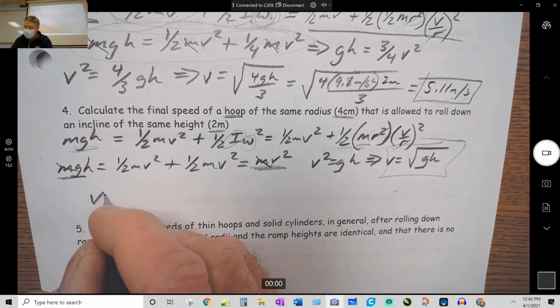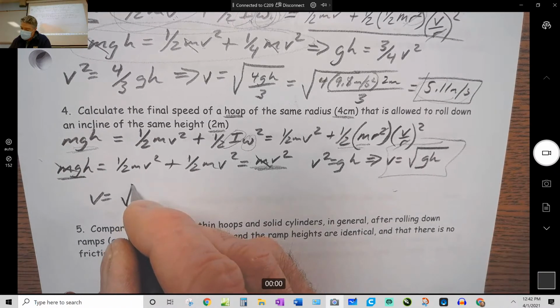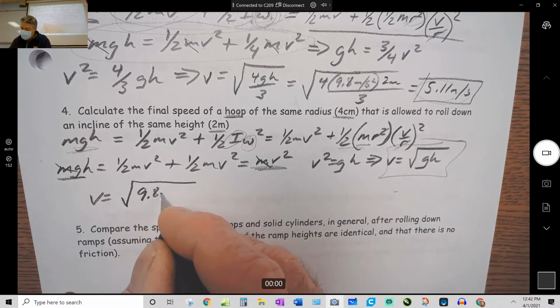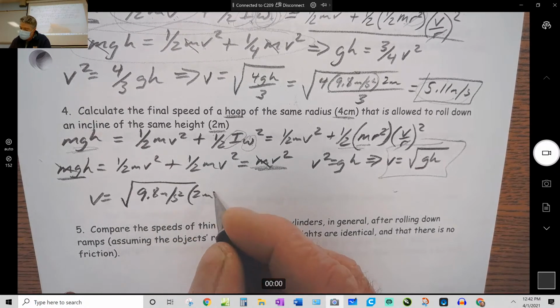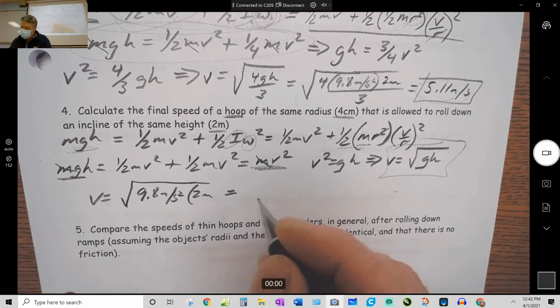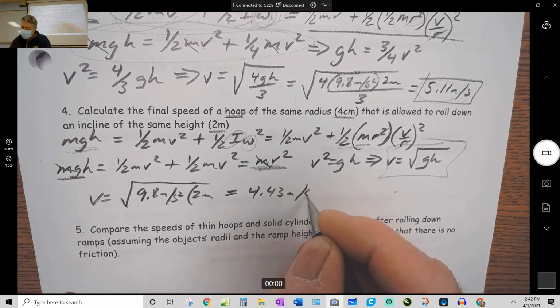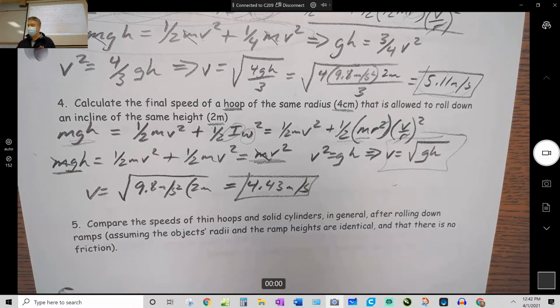So the velocity in this case is the square root of 9.8 times 2 meters. So that's just about the square root of 20, which is 4.43 meters per second. So it's a little bit slower.